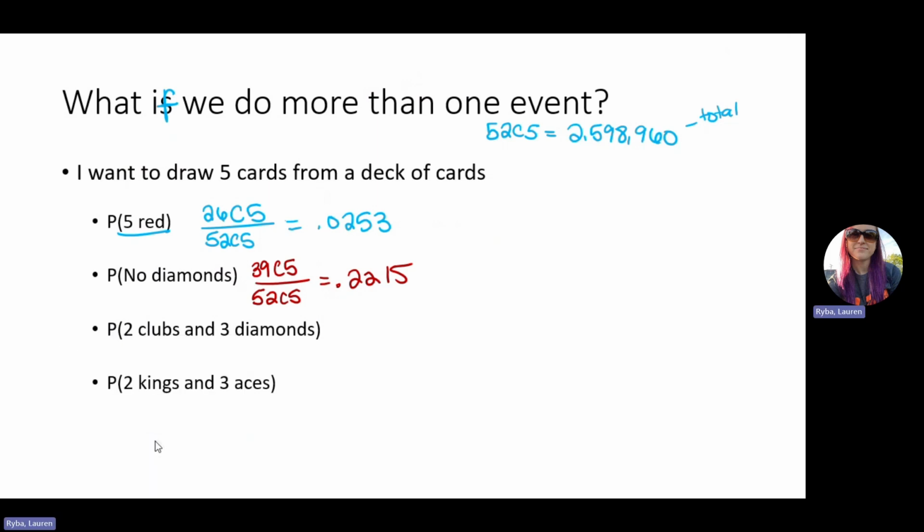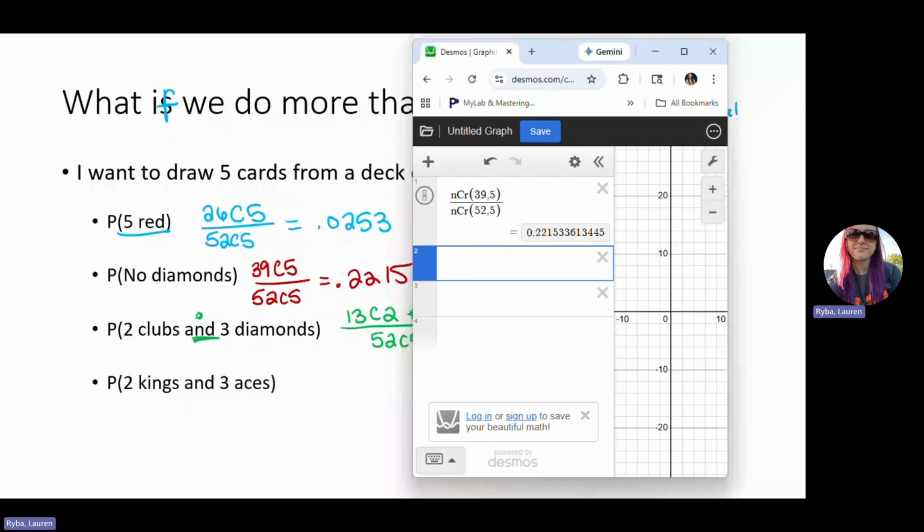Next one asks for the probability I get 2 clubs and 3 diamonds. So "and" implies that we are going to multiply these 2 pieces together. So we have 13 clubs, of which I want to choose 2 of them. I have 13 diamonds, of which I want to choose 3 of them. I'm going to multiply those 2 values together because it says "and." And then it's going to be over the 52 choose 5. I will have to retype this whole thing.